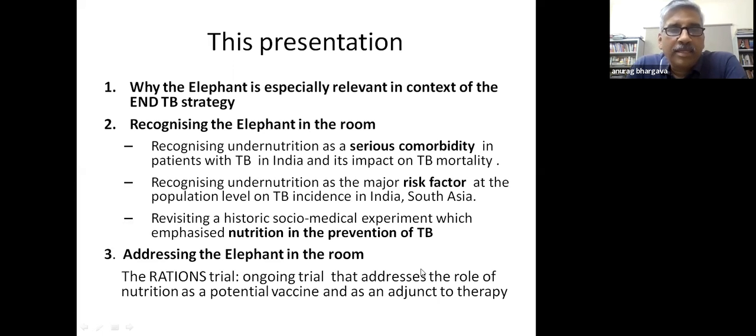The second part is recognizing the elephant in the room, recognizing undernutrition as a serious comorbidity, as a widely prevalent risk factor which is driving the TB epidemic in India and South Asia, and a unique revisiting of a historic socio-medical experiment which gives us evidence on the potential role of nutrition in prevention of TB. I will also discuss our ongoing trial in Jharkhand, which Madhukar alluded to, and some of the preliminary findings.